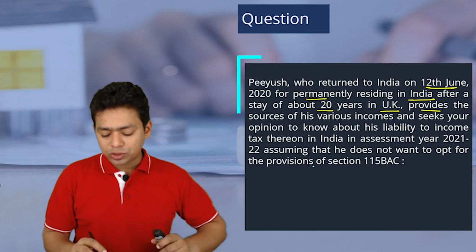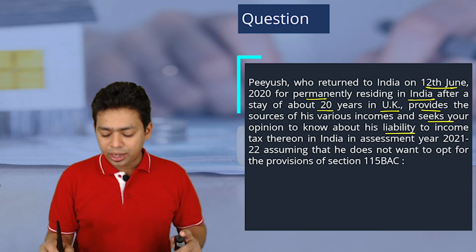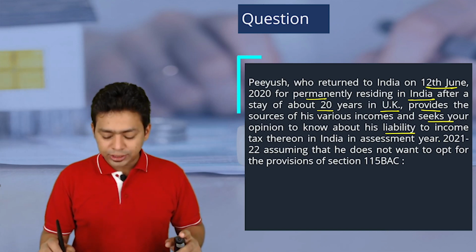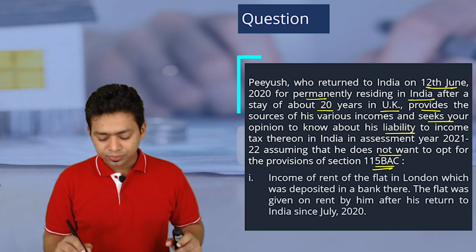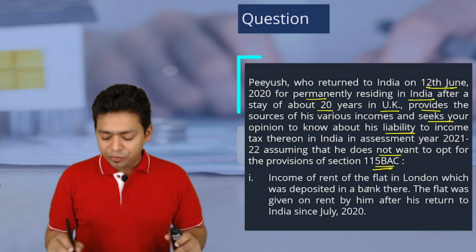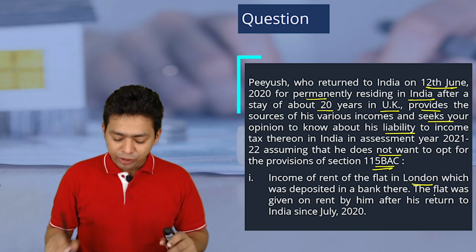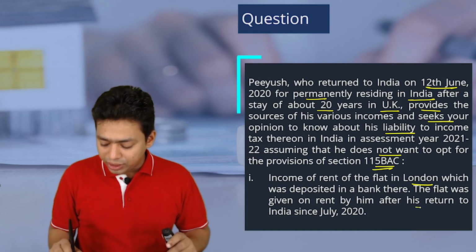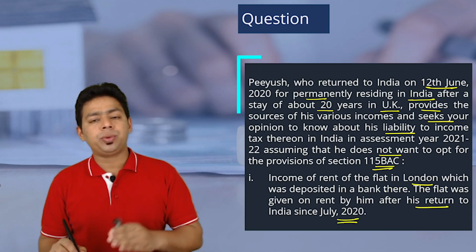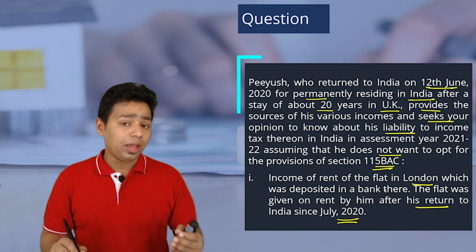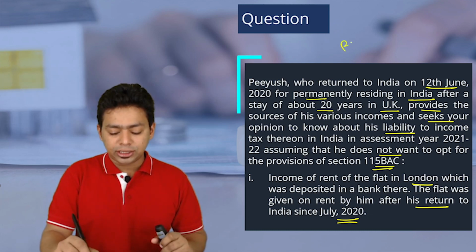And he provides the sources of his various income and seeks your opinion to know his liability to tax thereon in India in assessment year 21-22, assuming that he does not want to opt for provision of section 115BAC, that means normal taxation. He is having income of a rent of a flat in London, which was deposited in a bank there. The flat was given on rent by him after his return to India since July 2020. So July 20 to March 21, this particular property is earning rent, where the foreign rent is taxable in India. For that, you need to determine the residential status.